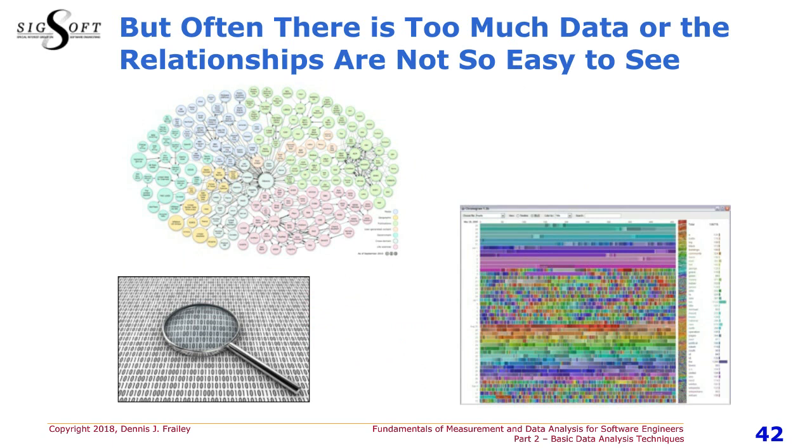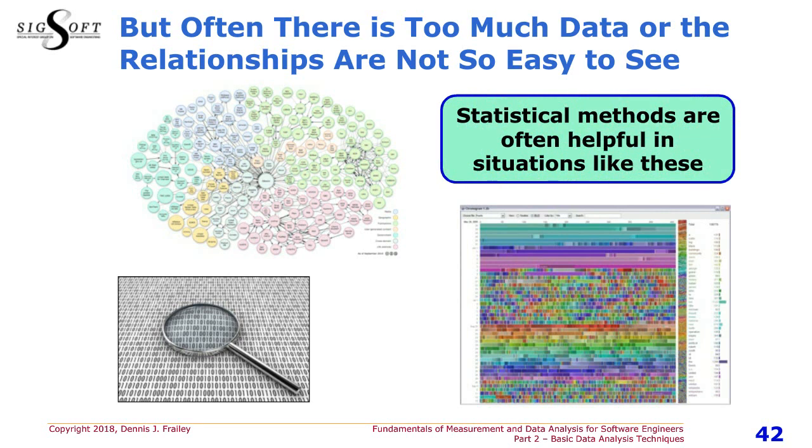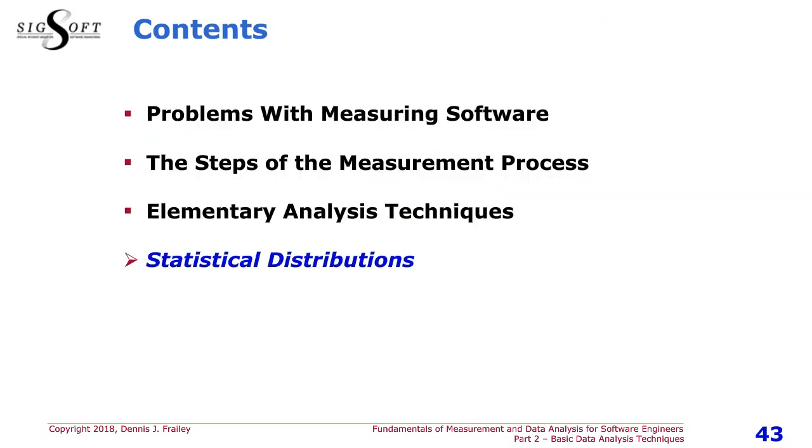Here are some examples of data that you might have collected where the relationships and the things you're interested in are a lot harder to see. And this is the sort of situation where statistical methods are often helpful. And that leads to our final topic today, which is statistical distributions.